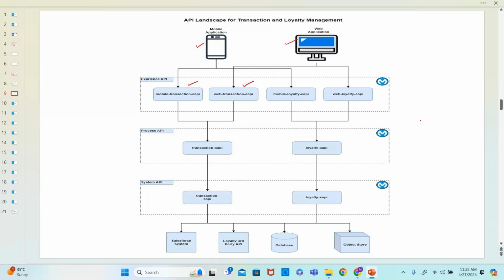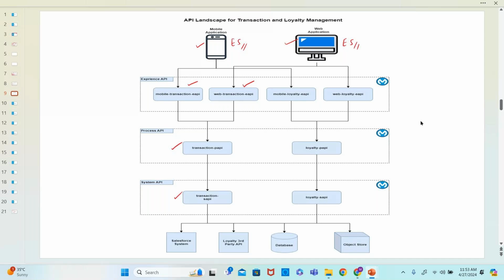The process API is the same for both. I have two different experience systems, and their requirements are a little different from each other. That is the reason I have developed two experience APIs. Then there is one process API, and for connecting to the systems, I have developed one system API. API-led connectivity has been followed in this design pattern, and we decomposed it into four APIs: one for mobile, one for web application, one process API, and one system API. Is that clear?